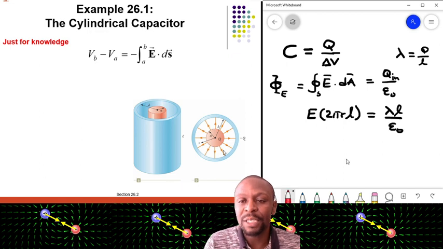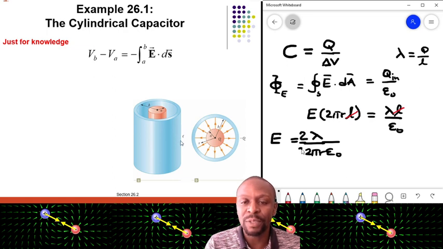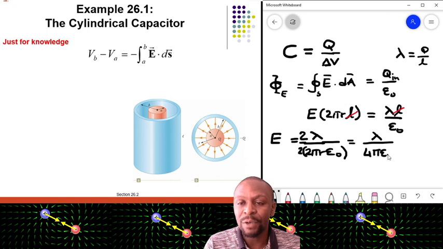Now, from that equation, you can simplify it. This will cancel the other one. Therefore, you will end up with the magnitude of the electric field, which is given by lambda divided by 2 pi r epsilon naught. But I am allowed to multiply by 1 in any equation; it doesn't have any influence. Therefore, I'm going to take my 1 as 2 divided by 2. If I multiply by 2 divided by 2, that is just going to be lambda divided by 4 pi epsilon naught r.